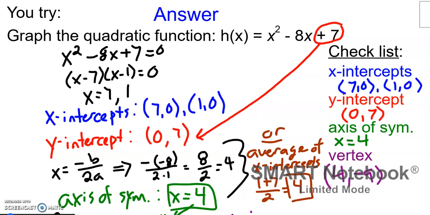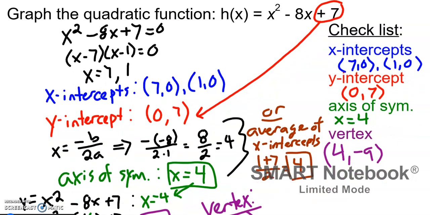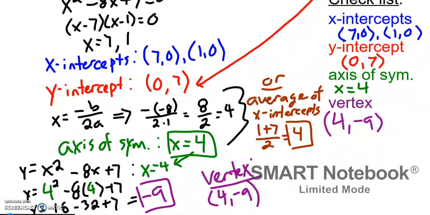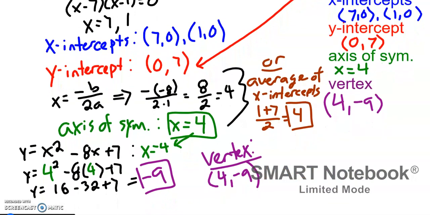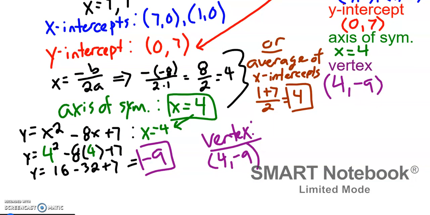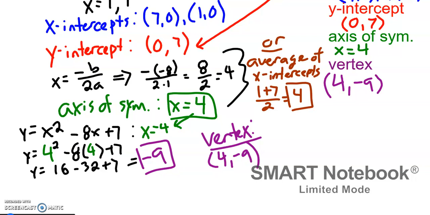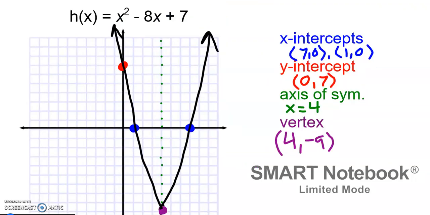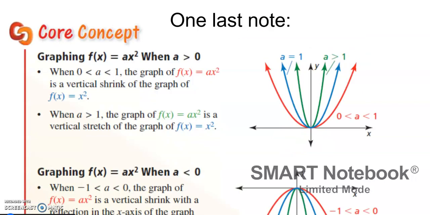So here is the answer. Let me slowly scroll through. That way you can get the whole screen. So we find the x-intercepts would be 7, 0, and 1, 0. The y-intercept is 0, 7. The axis of symmetry is x is equal to 4, and the vertex is 4, 9. Here is the graph of it. Again, the x-intercepts are in blue, the y-intercept is in red, the axis of symmetry is in green, and the vertex is in purple, with the, again, not perfect graph in black. Awesome. Real quick, one last note.